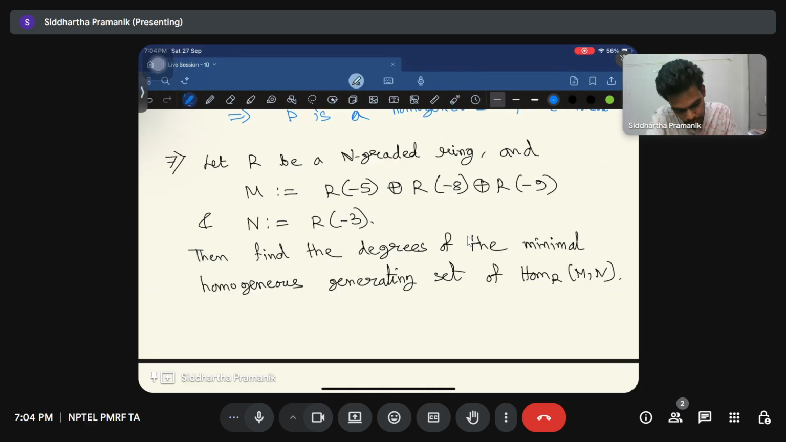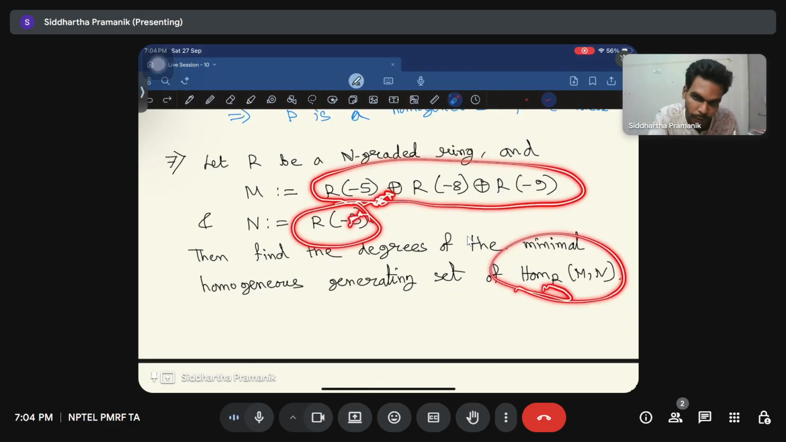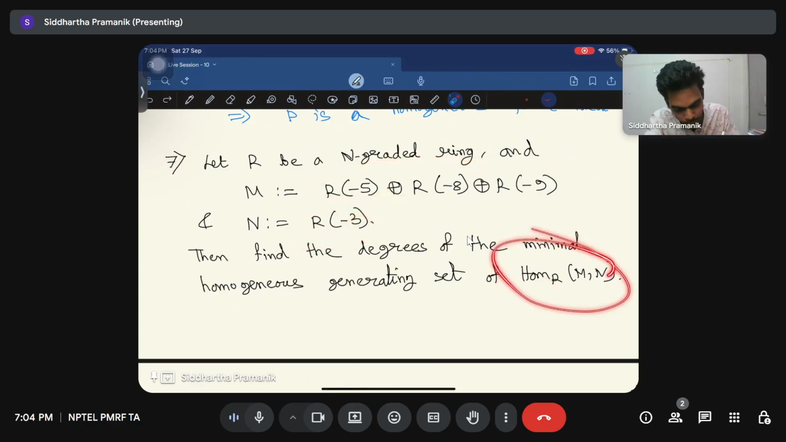So here M is a direct sum of 3 shifted copies of R. So clearly M is a finitely generated R module. N is also the same, it's just a shifted copy of R. So Hom of M comma N is also finitely generated. So let's see what this Hom of M comma N is.